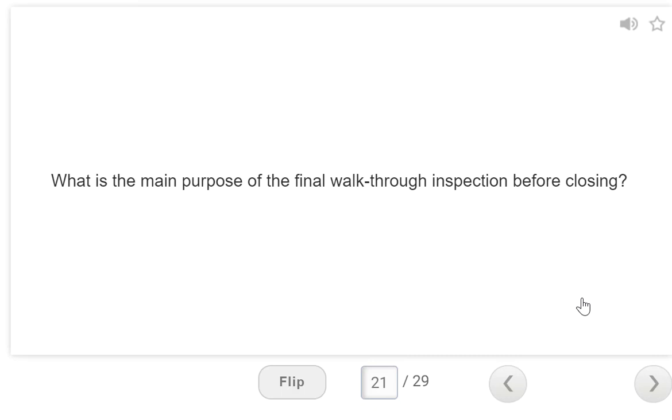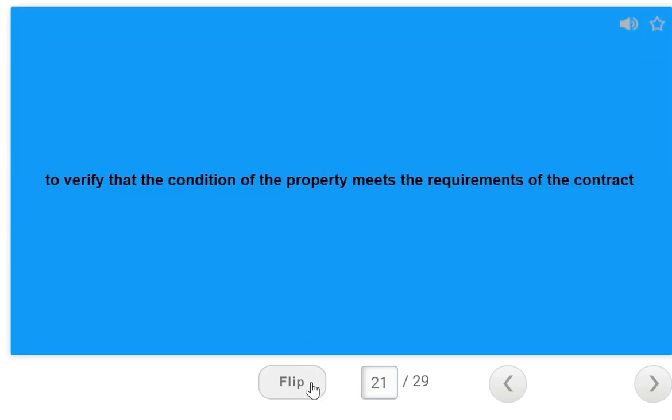What is the main purpose of the final walkthrough inspection before closing? That final walkthrough inspection is to verify that the condition of the property meets the requirements of the contract. So it's to make sure the property is the same as how they bought it and any agreed upon updates after the inspection. So the inspection has already happened at this point.